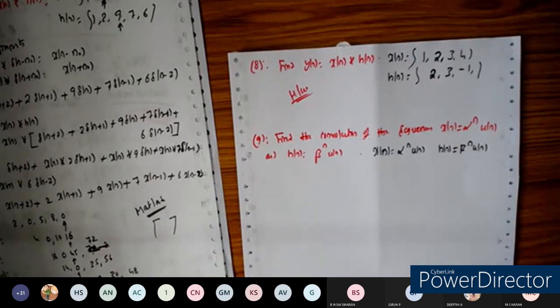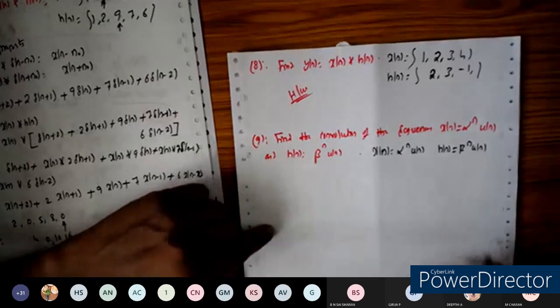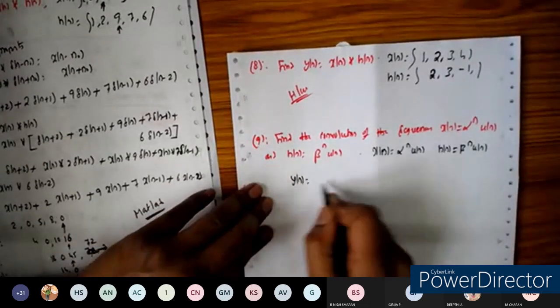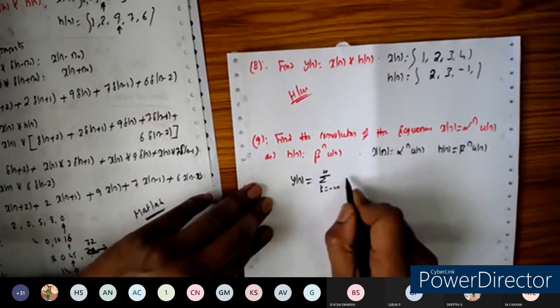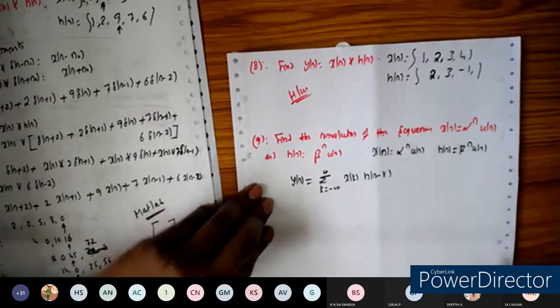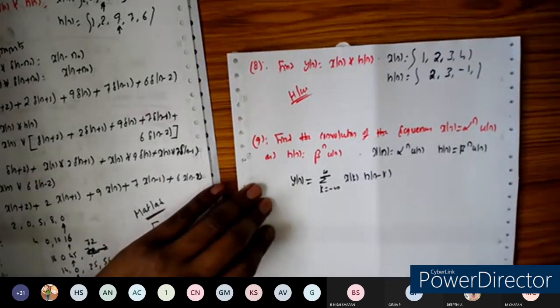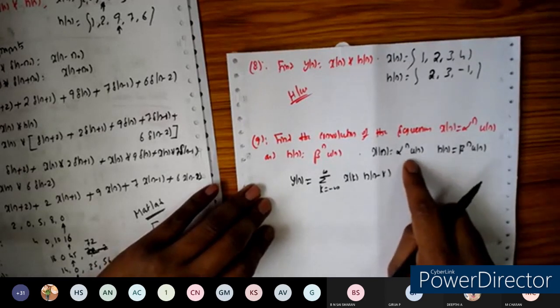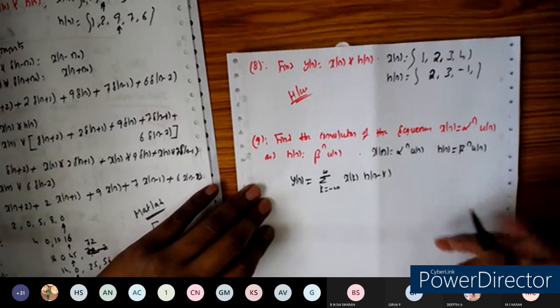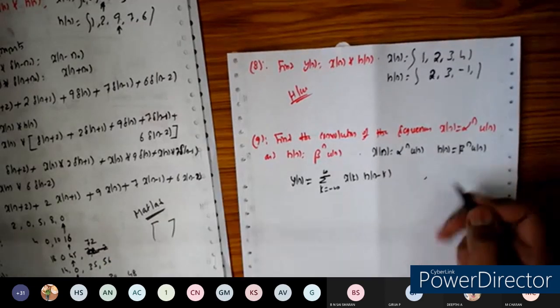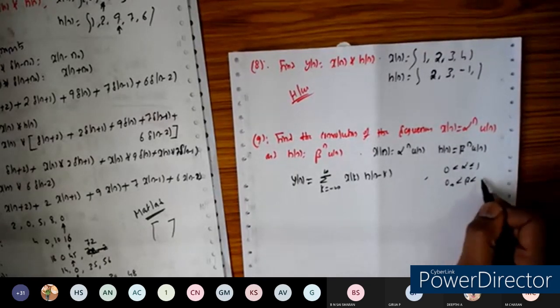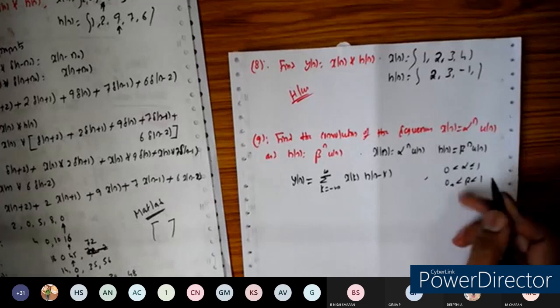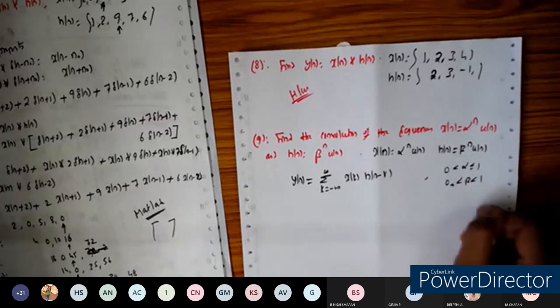Okay, so these are the important class of problems which will be asked for some 10 marks. Now let us write the formula. y of n is equal to summation k equals minus infinity to plus infinity of x of k into h of n minus k. Here alpha can take a value greater than 1, or less than 1 also. So you can take 0 less than alpha less than 1, and 0 less than beta less than 1. It will be given in the problem.